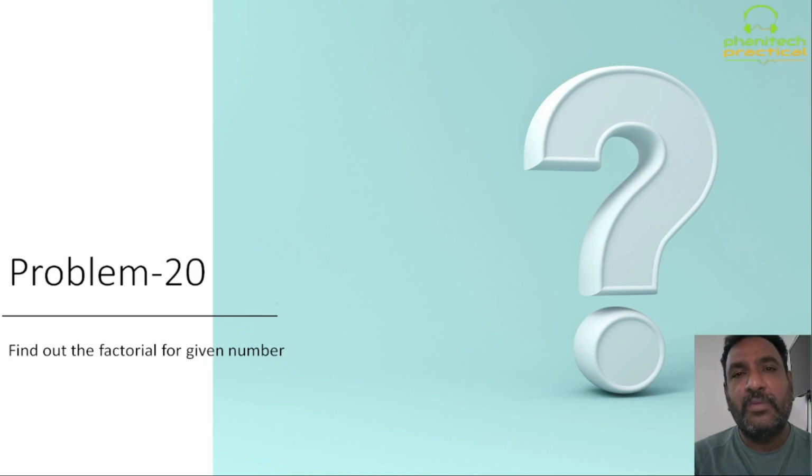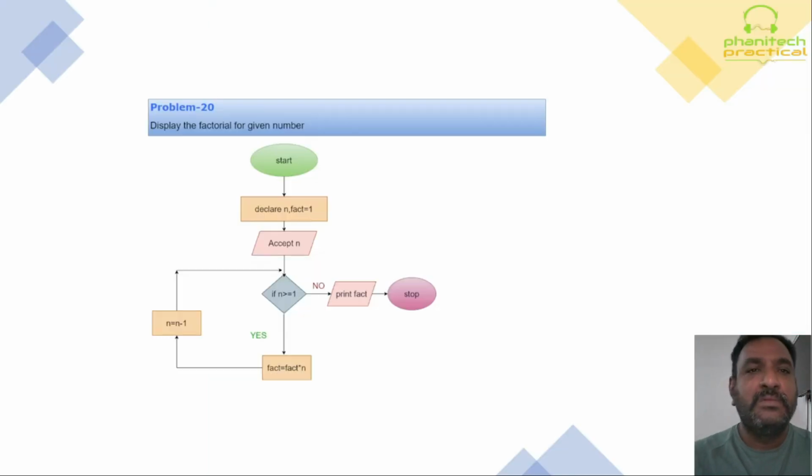So the factorial value must be 1. Why is it 1? In the previous cases, some of the variables were taken as 0. That depends on the problem definition. Sometimes it's 0, sometimes it's 1, sometimes it's some other value. Here in this factorial, the initial value must be 1. If it is 0, what happens? If I multiply any number with 0, ultimately the result becomes 0. That's why the initial value of the factorial is 1, like this. N and the factorial is 1.